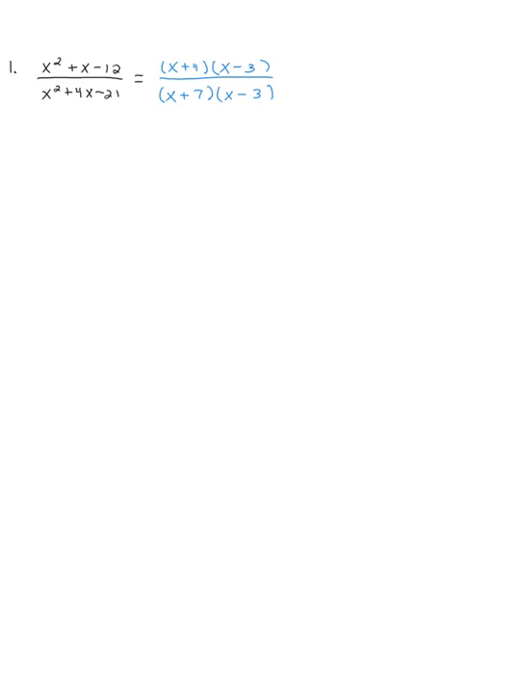And here we can actually cancel the common factor of x minus 3. I can replace those both with 1s, but really all that's left over is x plus 4 divided by x plus 7. You can put parentheses around it or not, but that's the final answer.